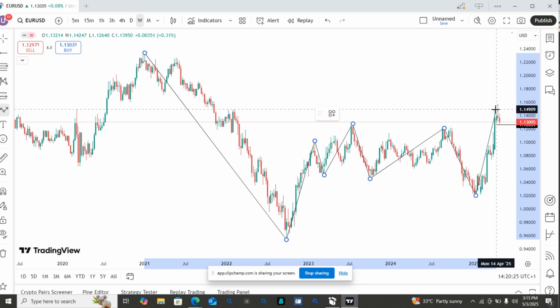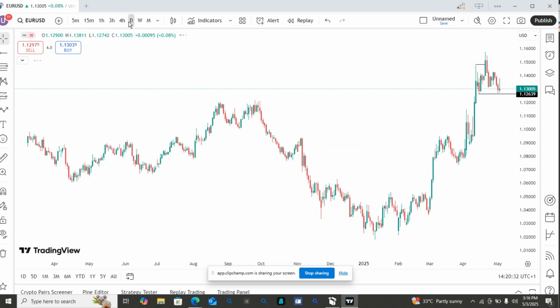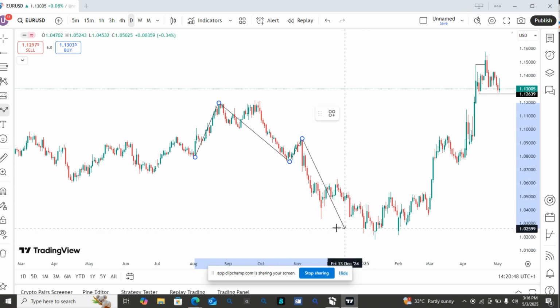So let's go down to daily time frame and see what is happening on a daily time frame. All right, this is daily time frame. Daily time frame as well is bullish, because let's read from this zone. We created this leg of higher high and the market crashed, creating a lower low and a lower high, lower low.